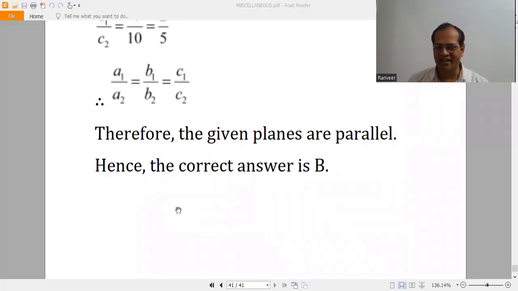So I hope this is crystal clear for all of you. All are very, very important questions from the point of view of examination. So you have to practice and gain command over this exercise. Thank you.